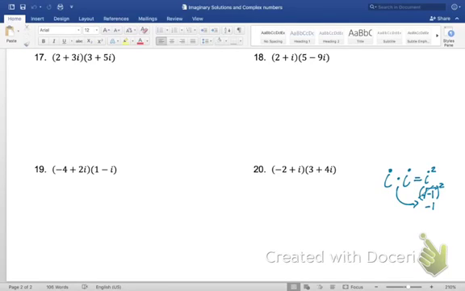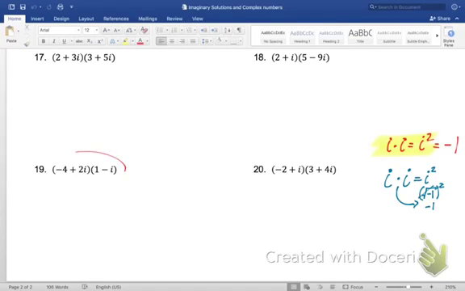You can put it in the calculator, try it out. You can either put in i times i, or you can put i squared, and it's going to spit out an answer of -1. Now let's keep that in mind as we do these problems. I'm going to go over 19.